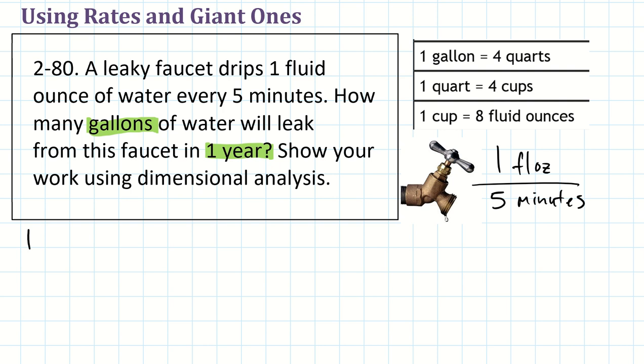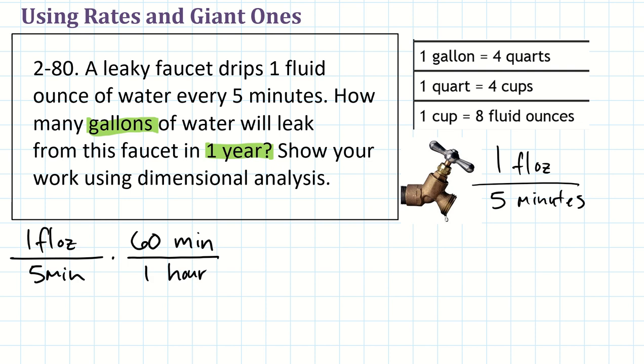So I'm going to start by writing 1 fluid ounce, FLOZ, per 5 minutes. And my goal is to get to years. So I'm just going to start scaling these up with some values of 1 that I'm aware of. For example, I know that there's a relationship between minutes and hours. Now I can see that my minutes are embedded here in the denominator, and because of that I want minutes to live in the numerator, because my goal is for minutes to be eliminated and to go to a new measure of units, which in this case is hours. And I know that 60 minutes is equivalent to 1 hour. So that's my first giant one.